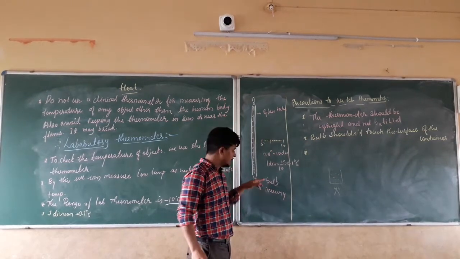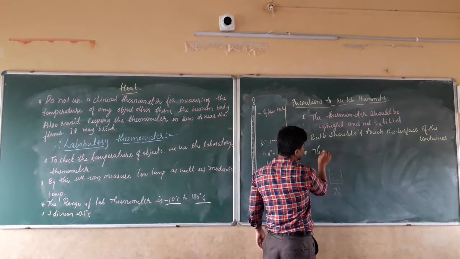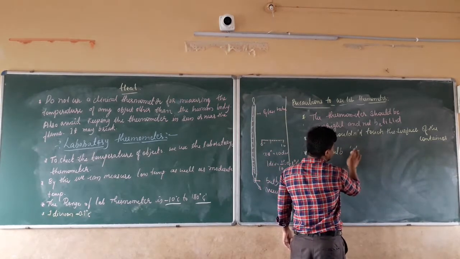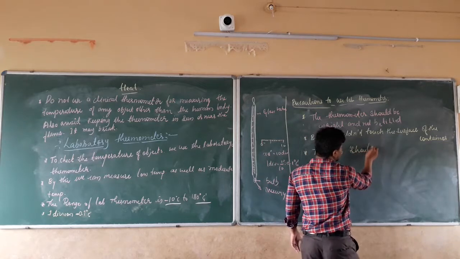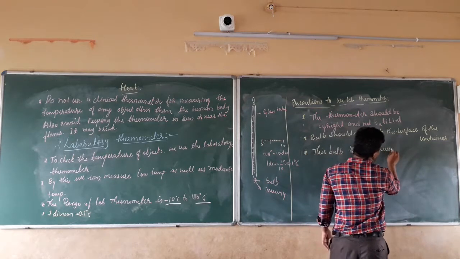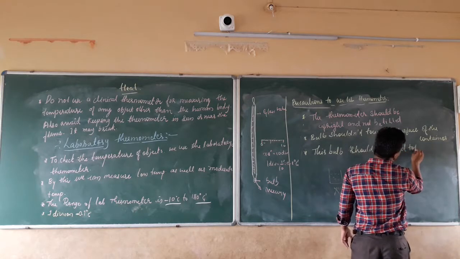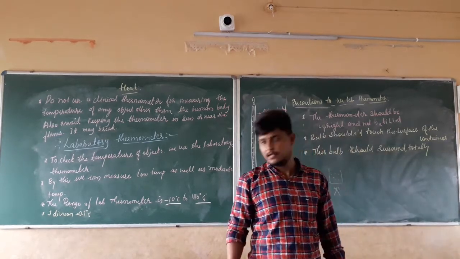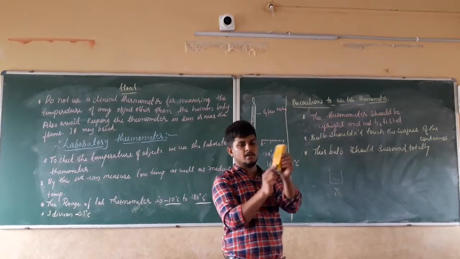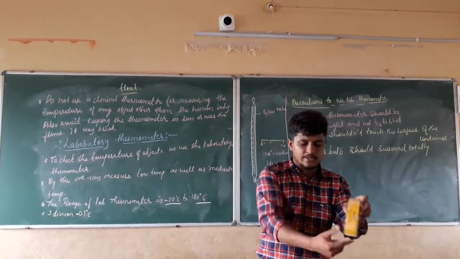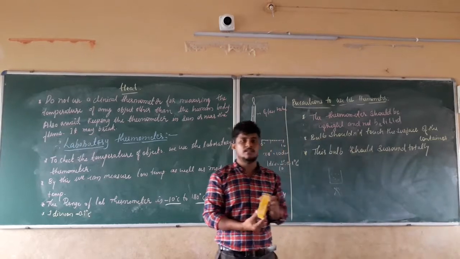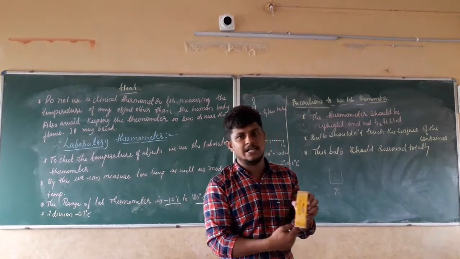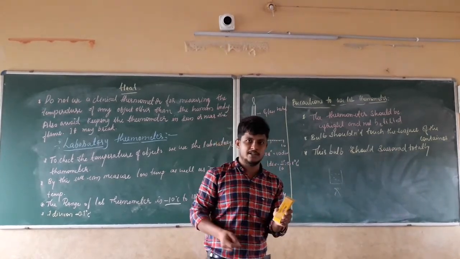This bulb should be surrounded totally, on all four sides. If I am going to use the clinical thermometer, the bulb I am putting in this water, the water should surround this bulb. That point only we are going to measure the accurate temperature of that water. If it is not surrounded accurately, then it is not possible to check the accurate readings.